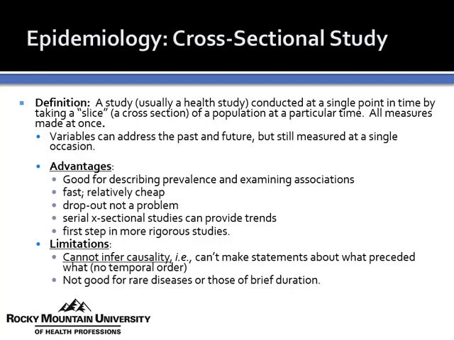Limitations, they cannot infer causality. They can't make statements about what preceded what. For example, in my study of the basketball players and patellar tendinopathy or patellar tendon abnormality, non-starters were at a greater risk. Or the odds were that non-starters were more likely to develop patellar tendinopathy.